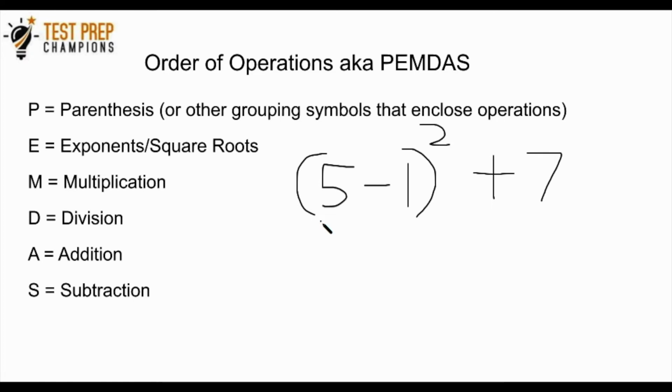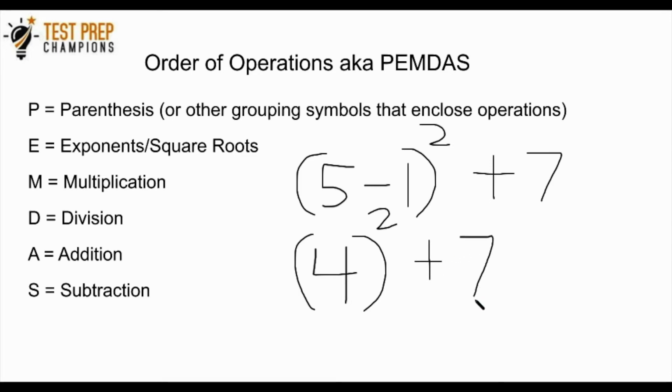Okay, so the idea here is you just run down through your PEMDAS here, right? So we would want to start with what's inside of our parentheses, okay? So the P stands for parentheses. So we would do 5 minus 1. 5 minus 1 is 4, all right? So let me rewrite this here, and my handwriting can sometimes be hard to read. So I appreciate your patience here, but we've got 4 squared plus 7.